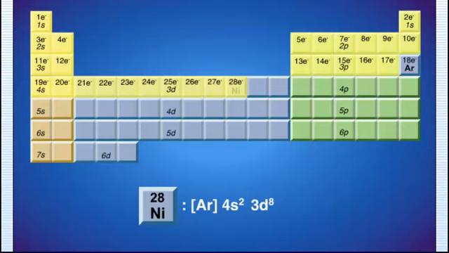The ground state electron configuration of a nickel atom is argon, 4s2, 3d8. Double check that you have placed 28 electrons. Remember, the argon core represents 18 electrons.